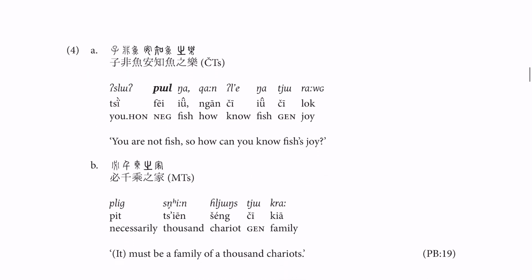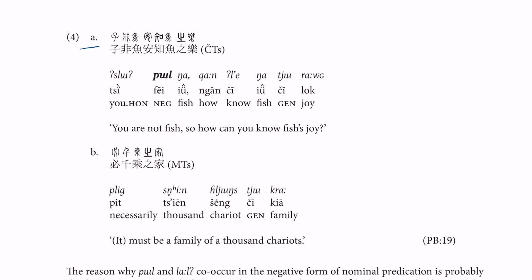Here's 2 examples. For A, which is from Zhuangzi, it says, Slu pul nga, kan de nga tu rao, which means you, in an honorific form, you not fish, which means you are not fish. So pul here is used alone, without an additional lao. But of course, that lao can be added back in, which would make the sentence become Slu pul nga lao. Okay, it would mean exactly the same thing, but stylistically, that lao is omitted.